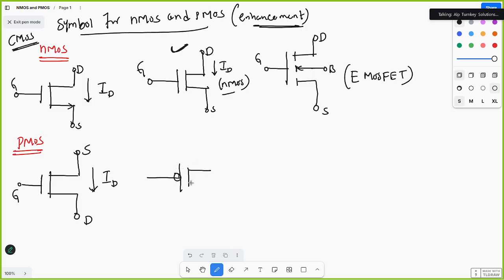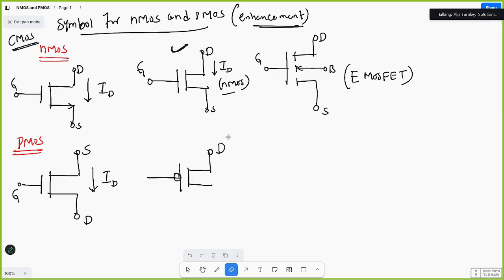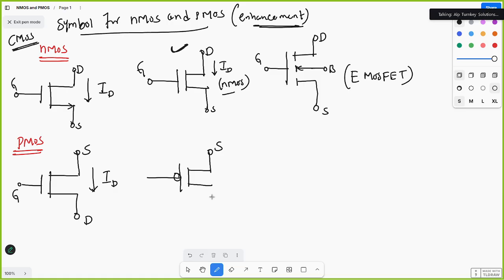Okay, bubble will be there, and this one is not drain, this is source. Source will come first for the PMOS. This is source, this one is drain, and this one is gate. The current will flow from source to drain, ID. This is PMOS.